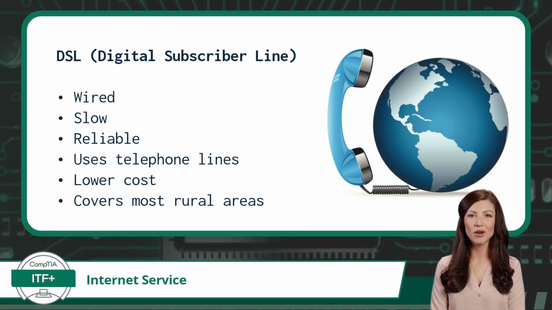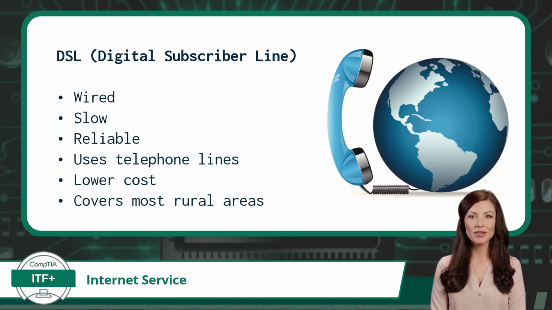DSL, or Digital Subscriber Line, is a type of wired internet connection that uses existing copper telephone lines to transmit data. It is a popular alternative to cable and fiber optic connections in areas where these options may not be available. To establish a DSL connection, a DSL modem is required. The modem connects to the telephone line and translates the digital data from the user's devices into signals that can be transmitted over the copper telephone lines.